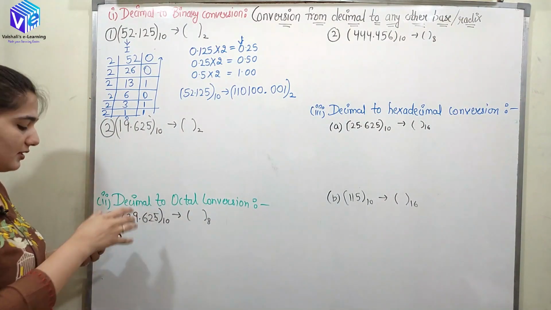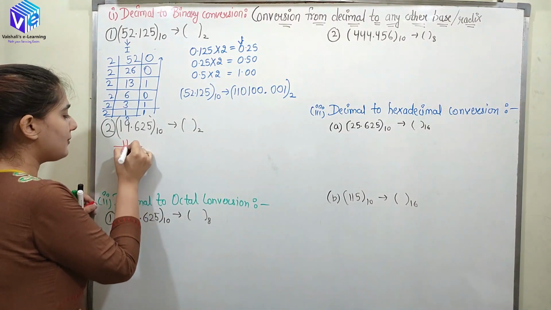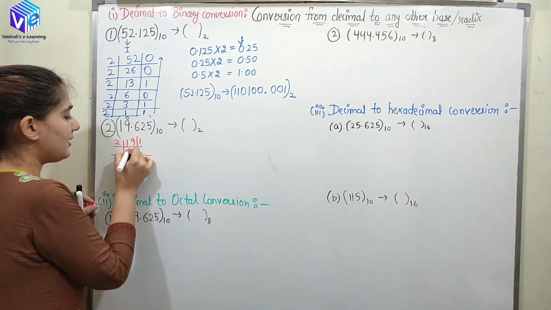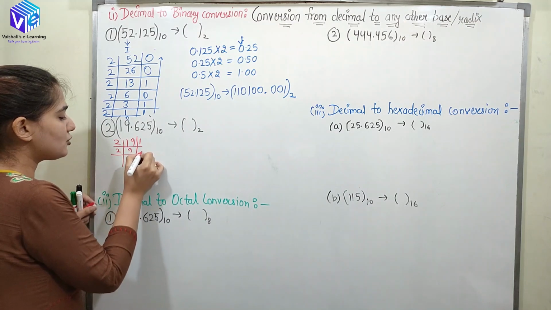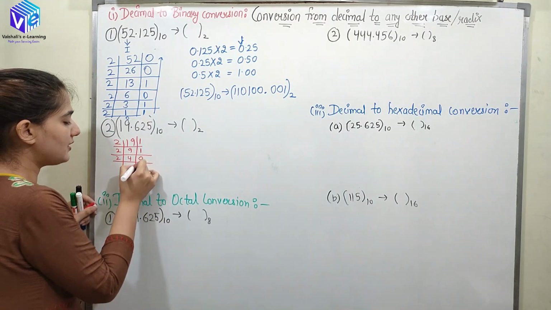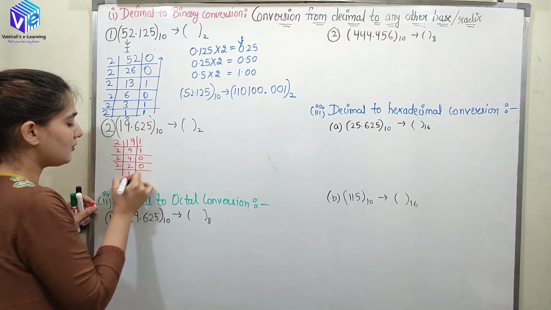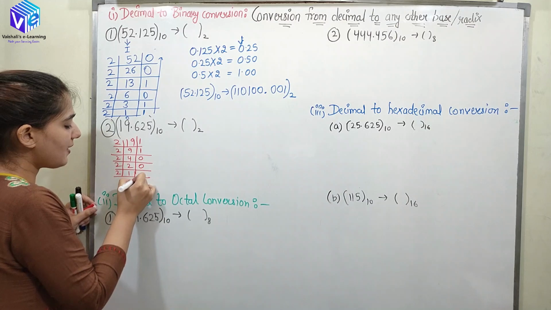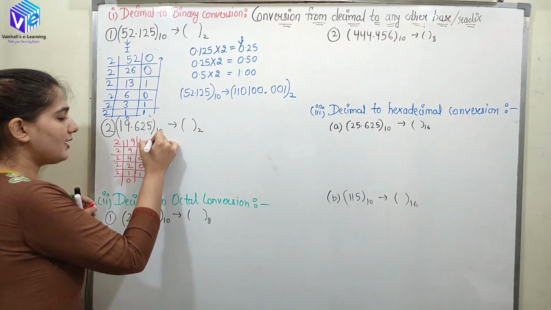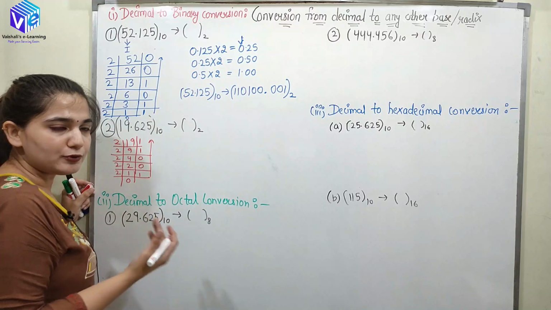Now coming to the next number, 19.625, right? First I take the integer part and divide it by 2. I get the remainder 1 and the quotient 9. Again divide by 2, remainder 1 and quotient 4. Again divide by 2, remainder 0 and quotient 2. Again divide by 2, remainder 0 and quotient 1. Again divide by 2, remainder 1 and quotient 0. Here I have to stop because the quotient has come out to be 0, and I move from bottom to top.